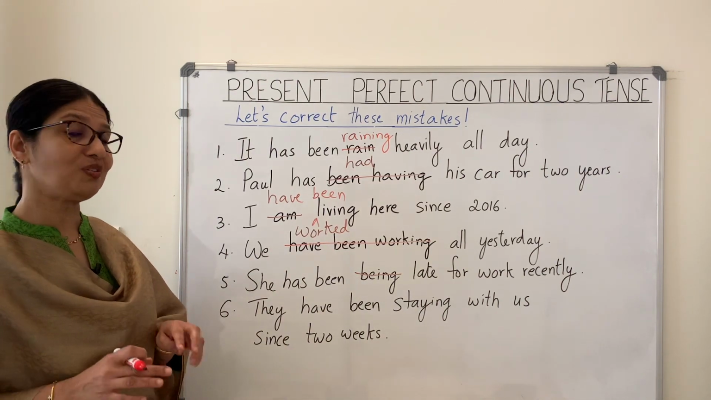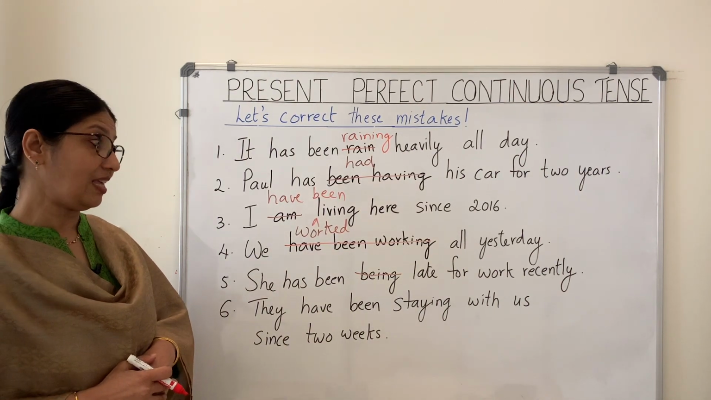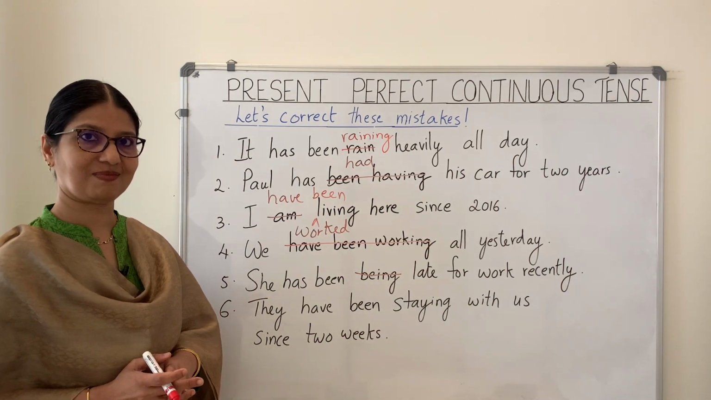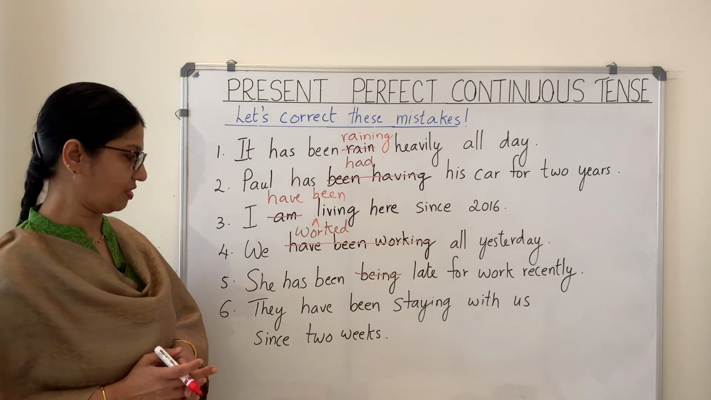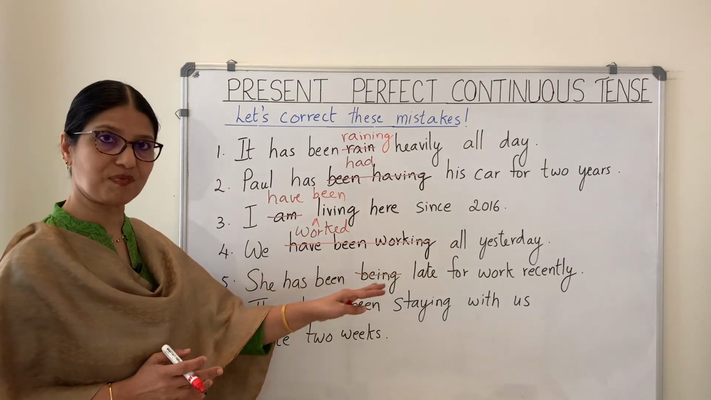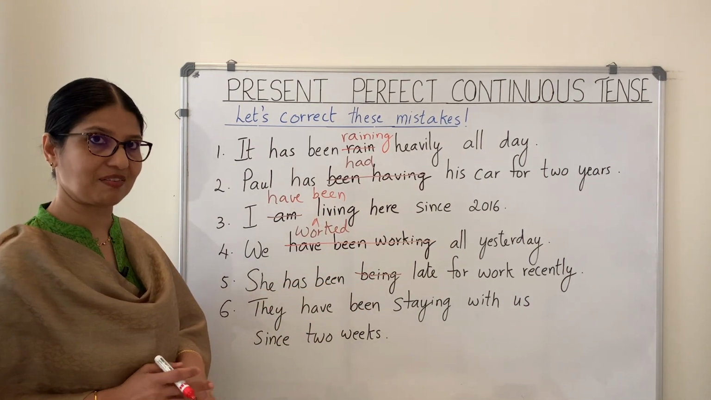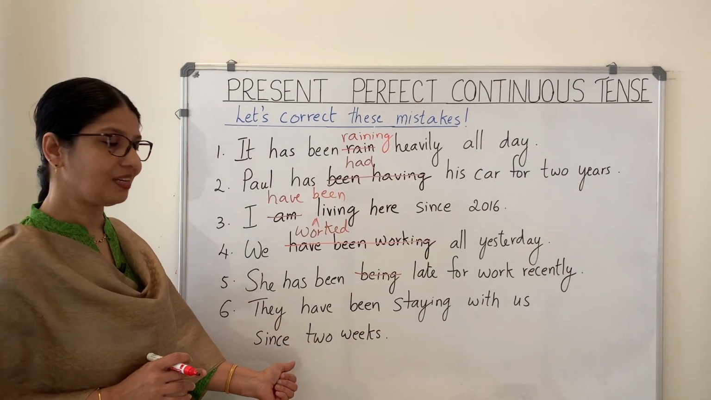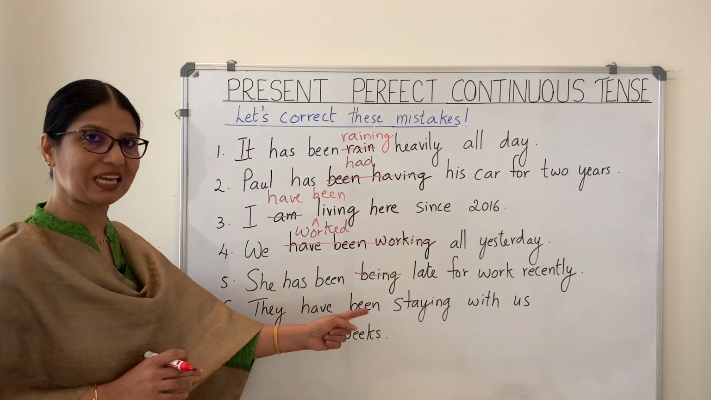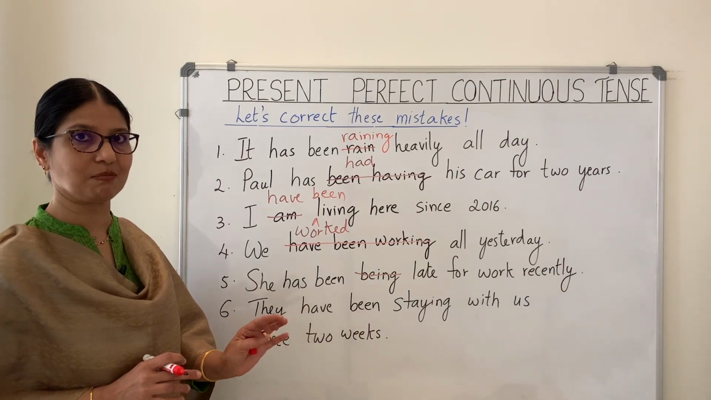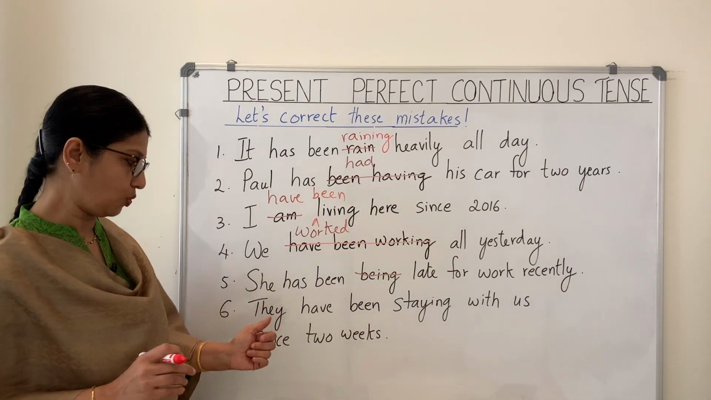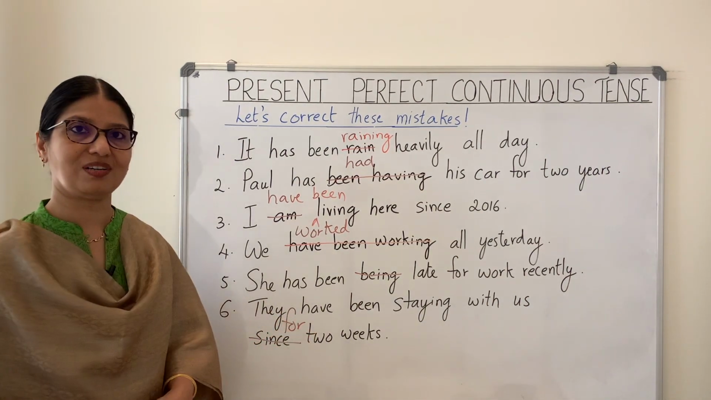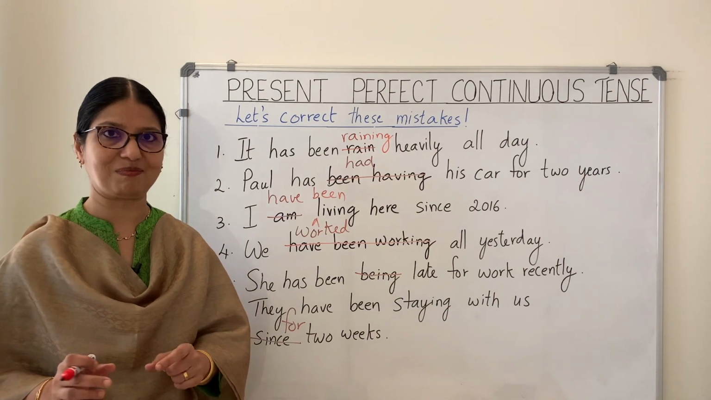Now moving on to the last question. They have been staying with us since 2 weeks. What's wrong here? They have been staying with us. That part is right. I've used the verb in the right form. Since 2 weeks. Here I'm talking about a period of time, 2 weeks, not about a precise moment. So I shouldn't use since, it should be for. We use for a period of time.